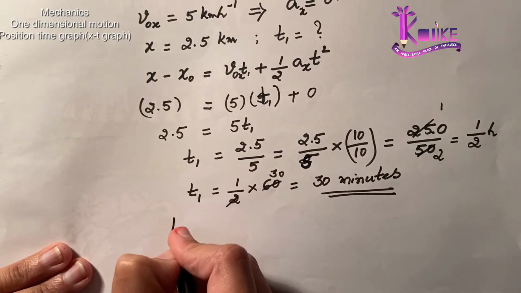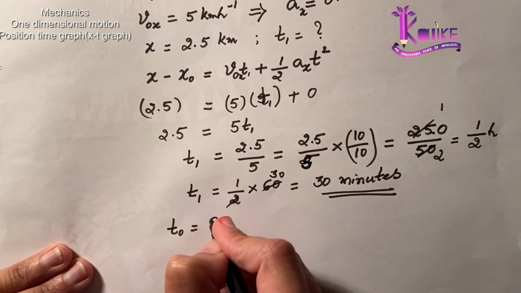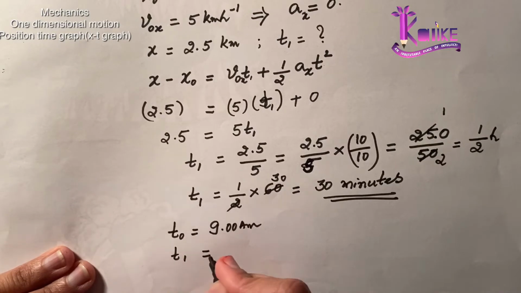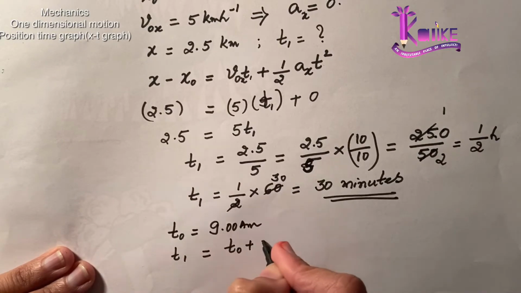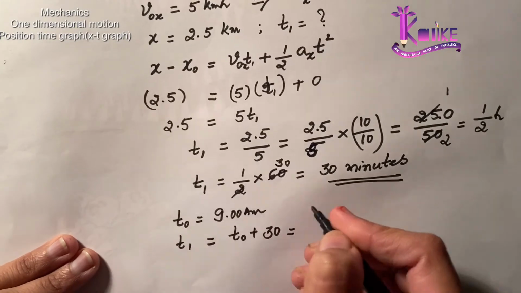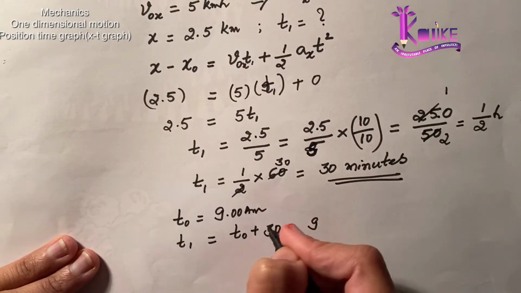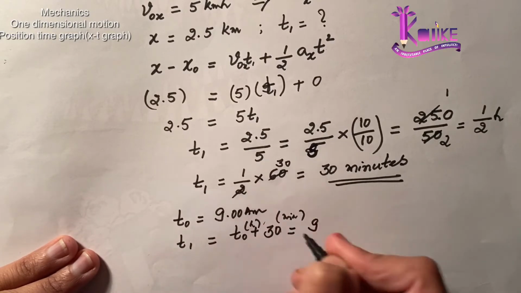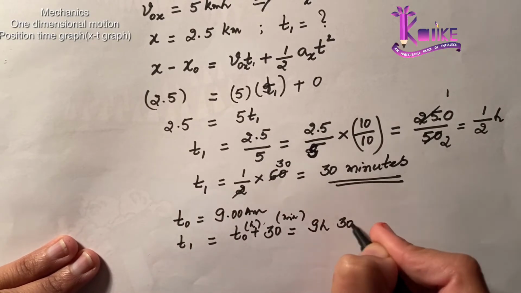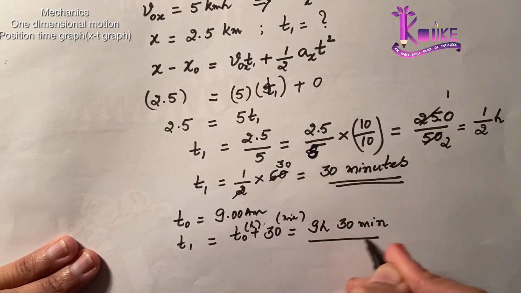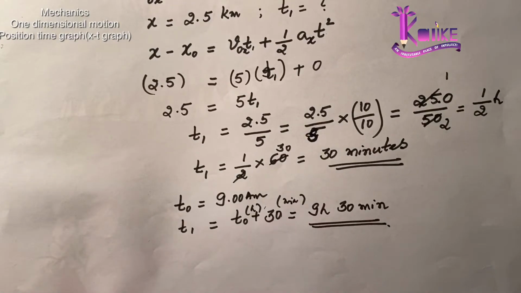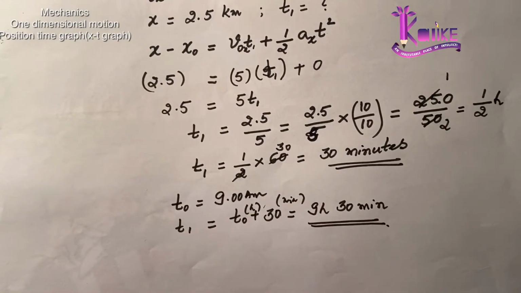So, her t naught was how much? 9 a.m. So, t1 will be t naught plus 30, which is nothing but 9 plus 30 minutes. So, this will be in hour and this is in minute. So, this is nothing but 9 hours and 30 minutes. So, she takes exactly 30 minutes to reach her office if she is traveling with a speed of 5 kilometers per hour.